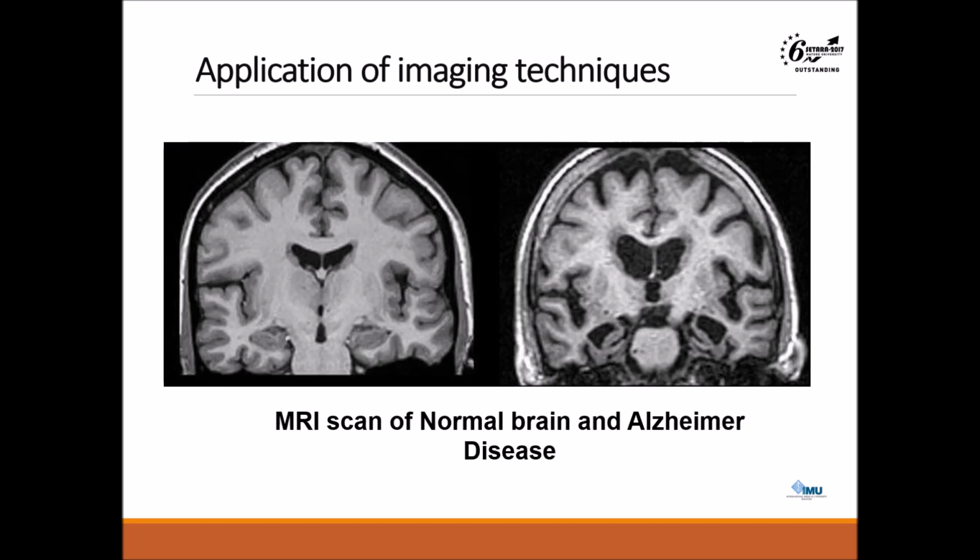This image is an MRI scan of a normal brain and Alzheimer's disease. The image on the left is showing a normal brain, and the image on the right is showing Alzheimer's disease. In the normal brain we have fully developed gyri and sulci, but in Alzheimer's disease, the cortex of the brain is atrophied, reduced in size, and there is a widening of sulci, also compensatory dilatation of the ventricles you can appreciate here. Overall, the size of the brain tissue is reduced in Alzheimer's disease.